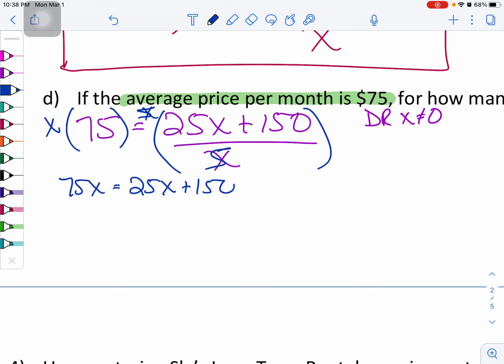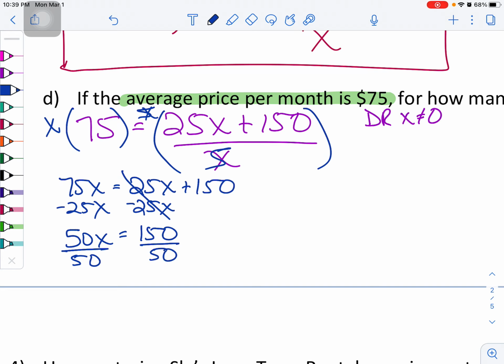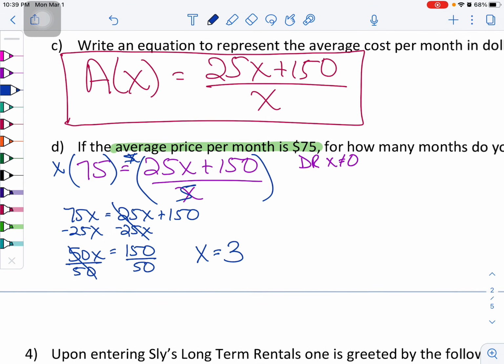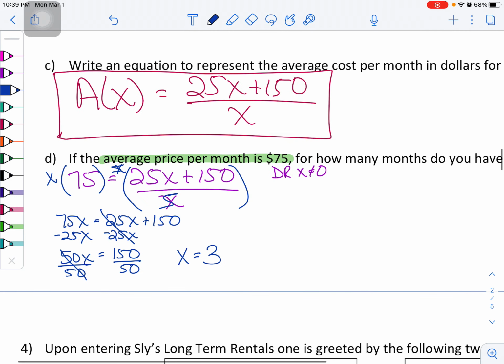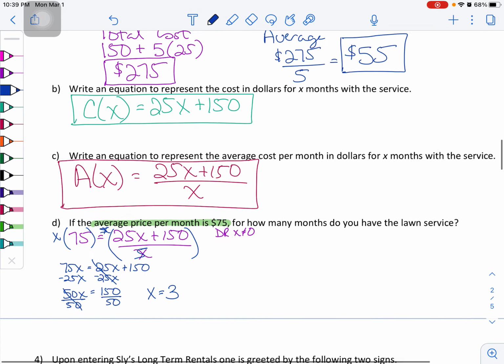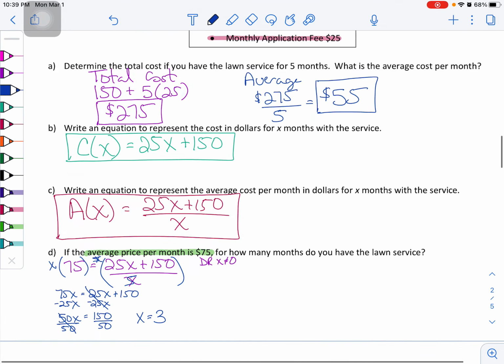So I've got 75X. The X on the right side will completely divide out that denominator. So 25X plus 150. Subtract 25X from both sides. So let's see, 50X is equal to 150. Divide by 50. X is equal to 150 divided by 50 is 3. Why does that not sound like my brain is liking that answer? Average price per month.